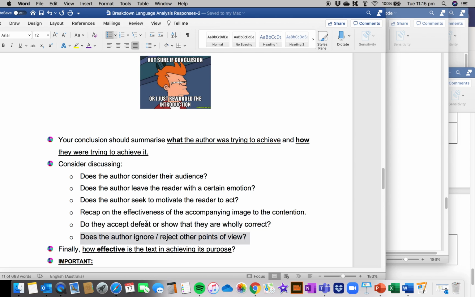And finally, this does relate to the second last one. Does the author ignore, or do they even reject other points of view? Now, if they don't mention other points of view, then I would safely say they're probably ignoring them, and maybe for good reason. So you could actually say that the author does not actually discuss these other perspectives. Or does the author actually mention one of those perspectives and fully shut it down? And that's their way of rejecting it. Okay, these are important things to identify in talking about how the author tries to achieve their contention, which is what you're doing in the conclusion.